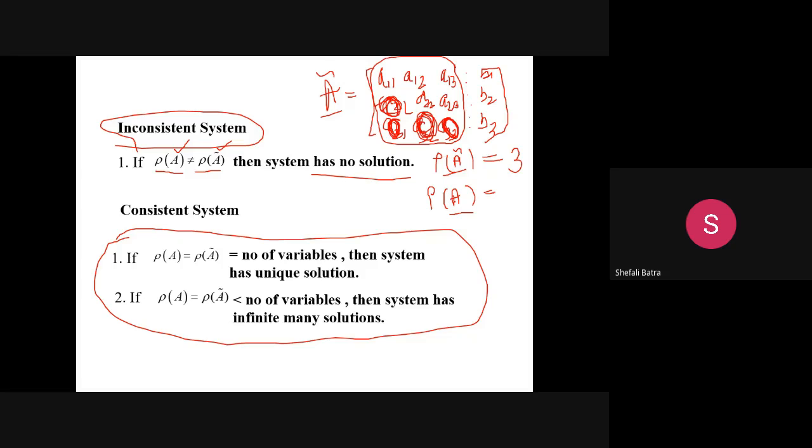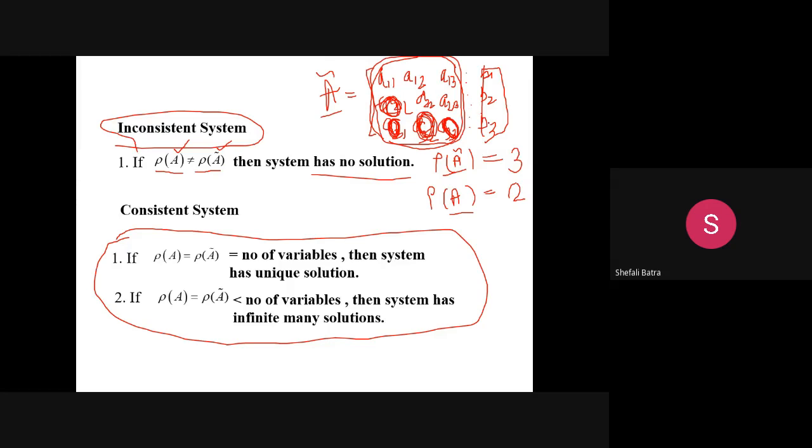And rank of coefficient matrix? I'll consider this part only. For coefficient matrix, we will forget this column. So in this, you are having 1 and 2 non-zero rows. So what will be the rank of coefficient matrix? 2. So this is the case of what? No solution. When ranks are unequal, that means system has no solution, system is inconsistent.